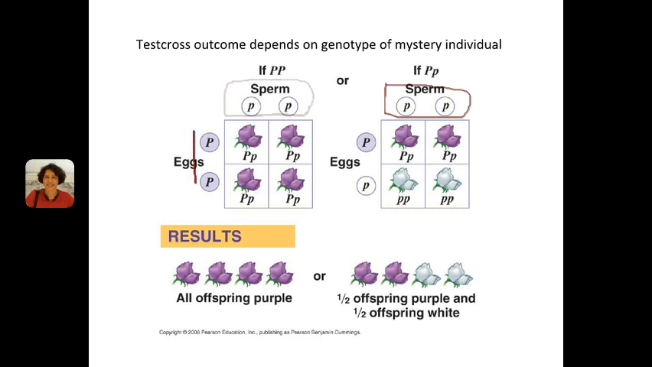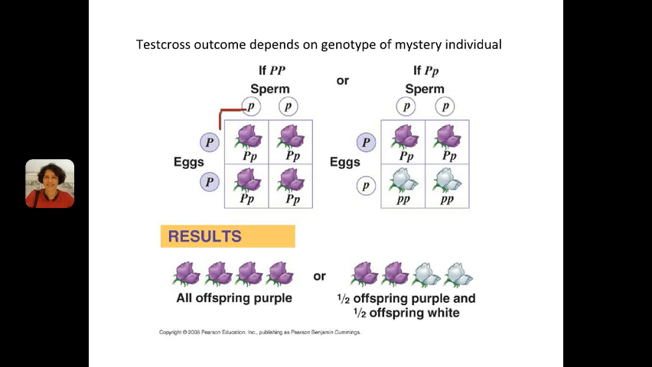It can be either big P, big P, as we see in this condition here on the left, or it can be big P, little p, as we can see here on the right. And each of those situations is going to give us a different outcome. Let's check on the left first. So big P, big P crossed with little p, little p.